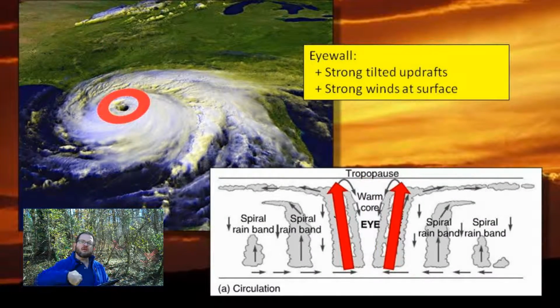Now, in a ring around the eye, we have the eye wall. Remember, the eye wall is that ring of thunderstorms with tilted updrafts. The eye is narrower at the bottom, and it gets wider as it goes up. That was the stadium effect, if you remember that term from your lectures and the textbook. So this is your ring of rising motion. It's the part of the hurricane that has the strongest winds at the surface.